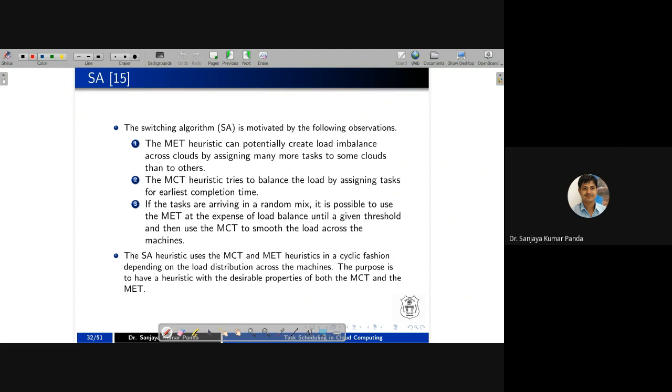Switching algorithm uses the MCT as well as the MET heuristic in a cyclic fashion. And this cyclic fashion depends upon the load distribution across machines. Sometimes if you feel that there is a load imbalance, it switches to MCT. If you feel that load is balanced, then it switches to MET. The purpose is to have a heuristic with the desirable properties of both MCT and MET. These algorithms are like KPB and SA, or in fact you can say MCT is also a combination of two different algorithms.